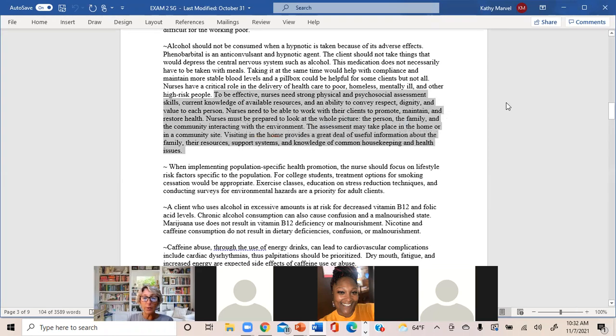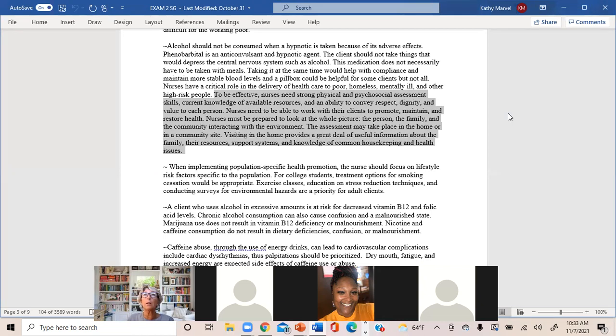To be effective, nurses need strong physical and psychosocial assessment skills. We need current knowledge of the available resources, this is the nursing process, and the ability to convey respect, dignity, value to each person. That was an important part of the lecture I did, that we have to check our own beliefs and our own values at the door. We need to be able to convey respect, dignity, value of each person.